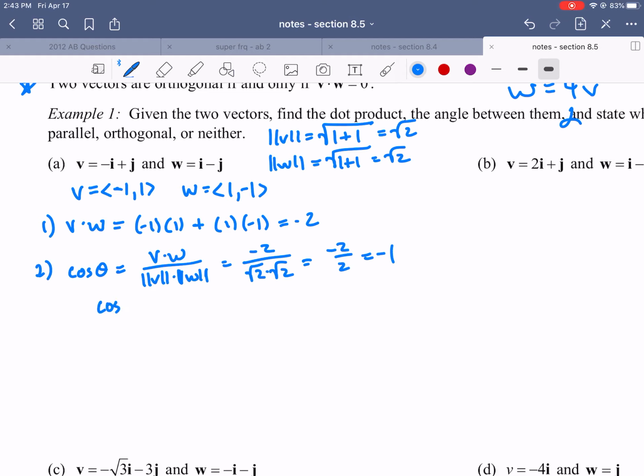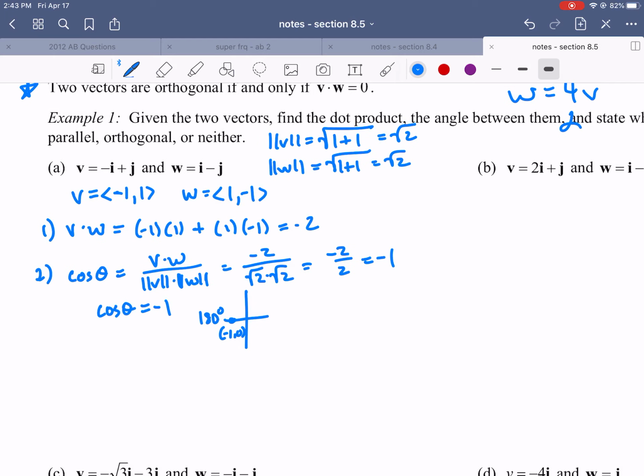And so what I end up with is this statement that cosine theta is equal to -1. And so what angle has a cosine value of -1? Well, remember that cosine is the x-coordinate, and the x-coordinate is -1 over here at this point, -1 and 0, and that is the angle 180 degrees. And so that is going to be the angle between these two vectors of 180 degrees. And since the angle between the vectors is 180 degrees, which of course is a straight line, that means that these two vectors are going to be parallel.